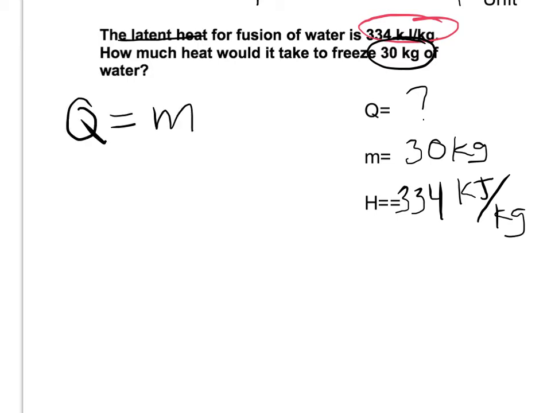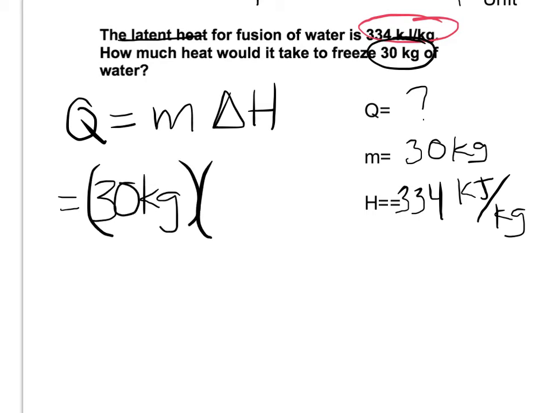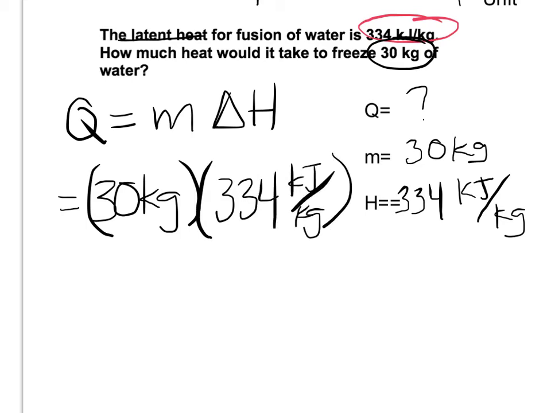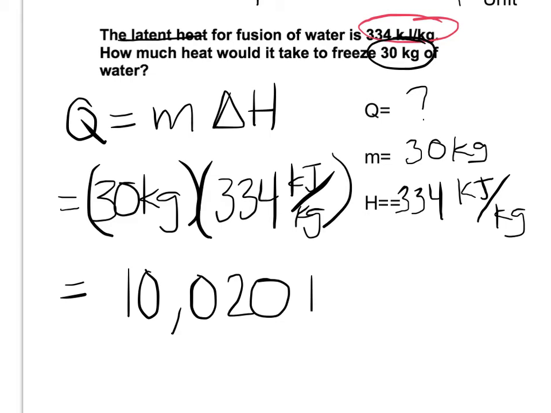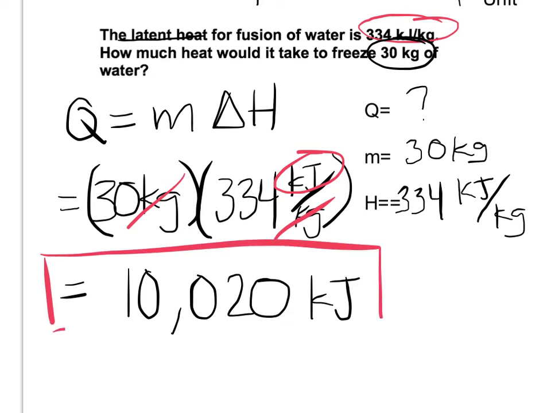My equation that we just learned is Q equals M delta H. So I'm solving for Q. The equation's already solved for Q, so I can just plug in 30 kilograms times 334 kilojoules per kilogram. So my final answer is 10,020 kilojoules. I know it's a kilojoule because my kilograms cancel out, and that's all I'm left with. The problem didn't give me a specific unit to use, so I can just leave my answer like that.